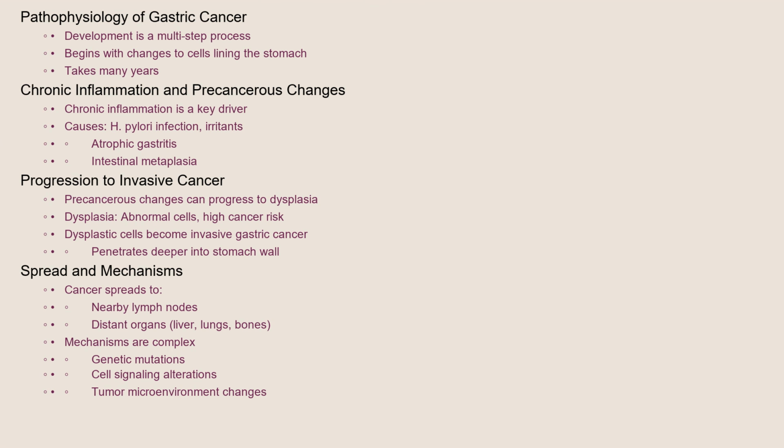Over time, these changes can progress to dysplasia, which are abnormal cells with a higher risk of becoming cancerous. Eventually, these dysplastic cells can develop into invasive gastric cancer, where the cancerous cells penetrate deeper into the stomach wall. The cancer can then spread to nearby lymph nodes, and ultimately, to distant organs like the liver, lungs, and bones.